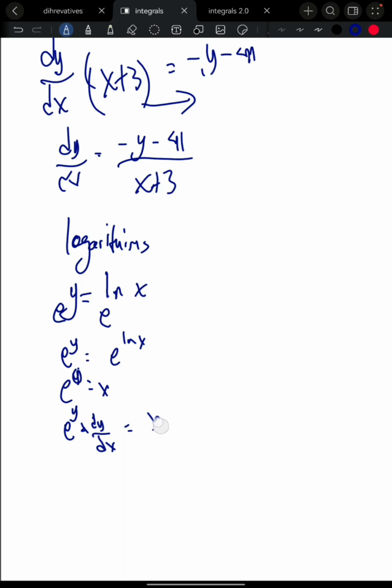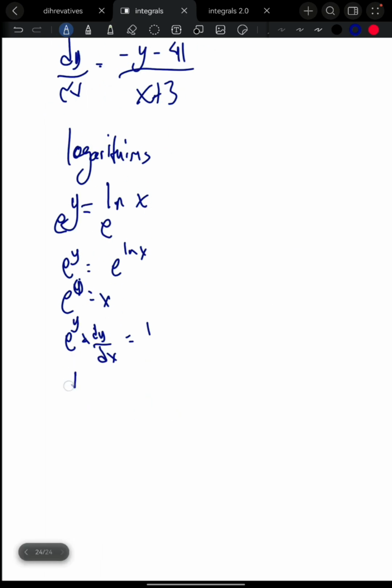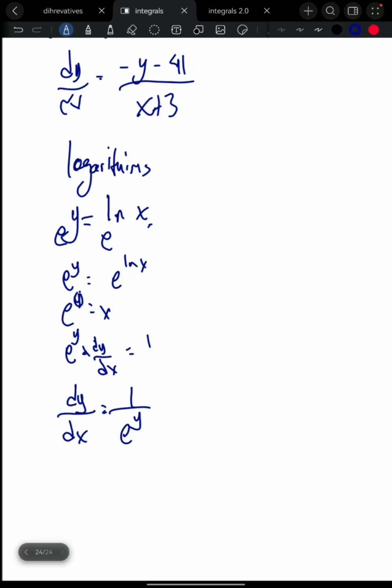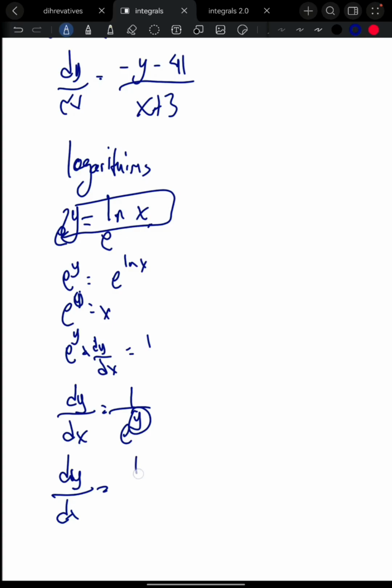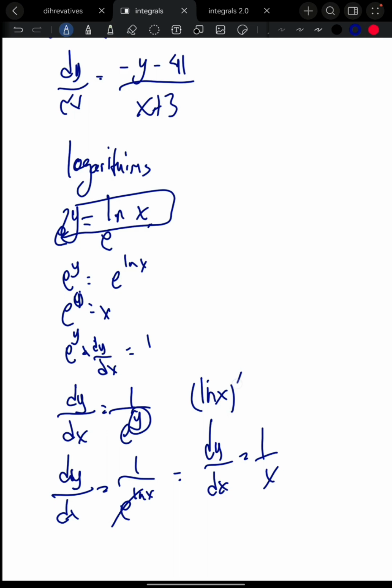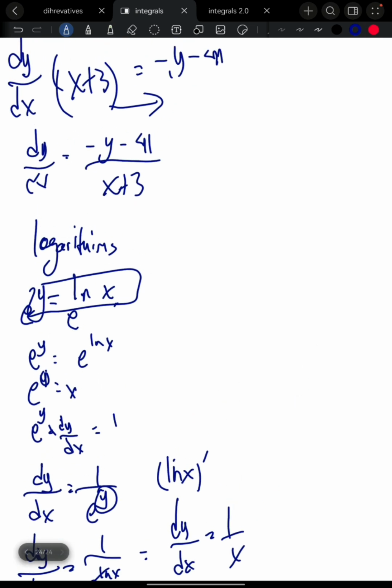The derivative of x is 1. My bad. Now I'm going to divide e to the y on both sides. Don't forget we said y is equal to ln of x, so I'm going to plug it in here. So dy by dx is equal to 1 over e to the ln of x. These cancel out, so dy by dx is equal to 1 over x. And we said y is equal to ln of x, so the derivative of ln of x is just 1 over x.